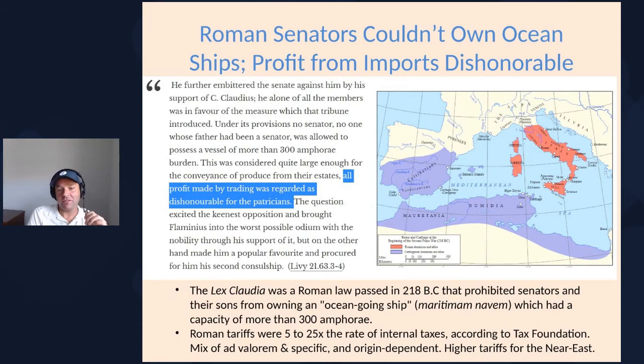And then, according to the Tax Foundation, Roman tariffs at their borders with the Near East were 5 to 25 times the rate that you would see in internal taxes, and they're comparing that to tolls within the Roman Empire. So that's interesting. If you're an expert in ancient Rome, I'd love to hear your thoughts. To what extent were the Romans explicitly using tariffs for protection of production?